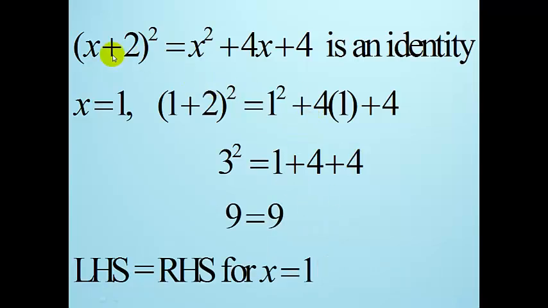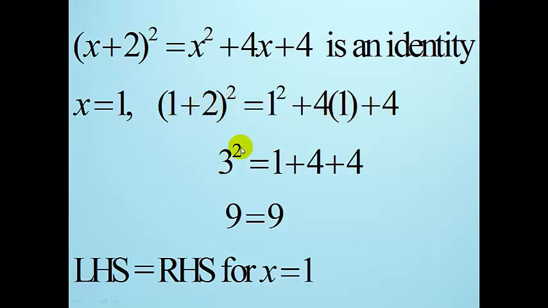Now let's consider this identity. (x plus 2) all squared equals x squared plus 4x plus 4. When you expand (x plus 2) all squared, you will get x squared plus 4x plus 4. And this is an identity. Now, when you put x equals 1, that means that wherever you see x, we substitute 1. And so in doing that, we have (1 plus 2) all squared equals 1 squared plus 4 times 1 plus 4. 1 plus 2 is 3.